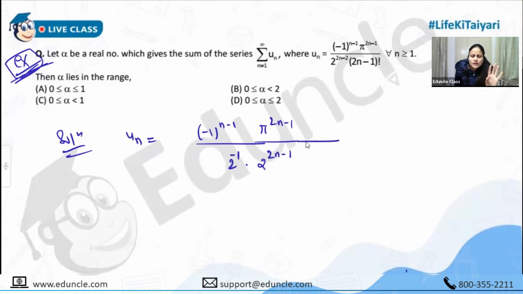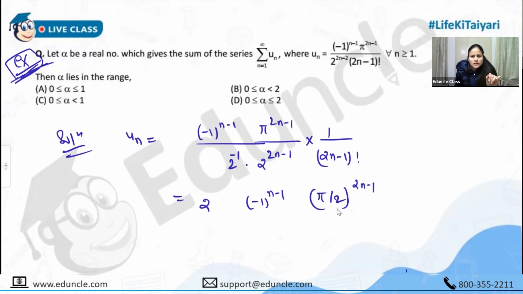And also I'm having factorial term 1 upon 2n minus 1 factorial. So I am taking factorial and power all are same as 2n minus 1. So this is nothing but 2. Correct? So I am having 2 times minus 1 raised to n minus 1, pi by 2 to the power 2n minus 1 upon 2n minus 1 factorial. Just adjust your terms.